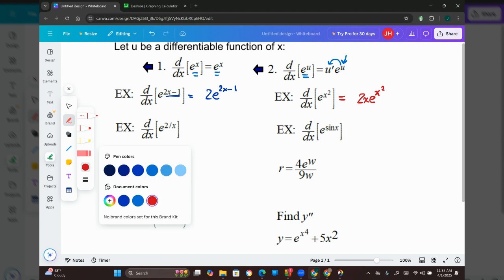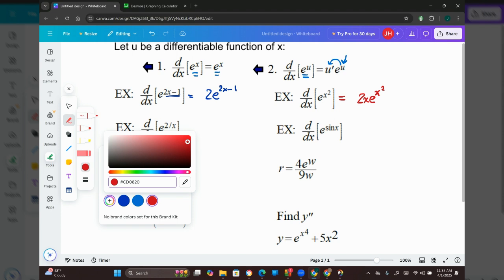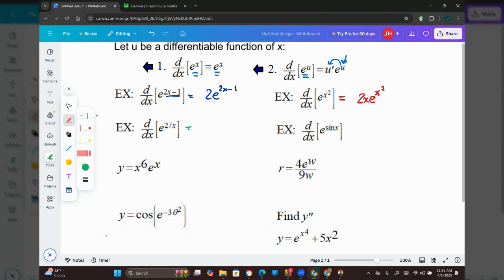Let's keep going here. It's the same kind of idea. We're just doing chain rules here. If I take the derivative of e to the 2 over x, you would write e to the 2 divided by x power. And the derivative of 2 over x is like taking the derivative of 2x to the negative 1, which would be negative 2x to the negative 2. So this would be my derivative. If I wrote it as one fraction, it would be negative 2e to the 2 over x power divided by x squared. Either one of those would be correct.